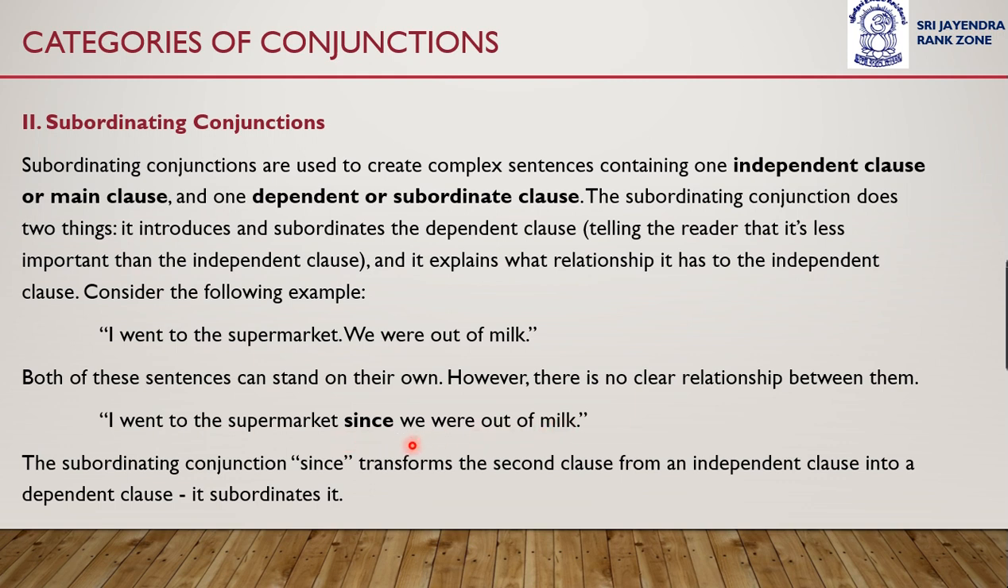The subordinating conjunction "since" transforms the second clause from an independent clause into a dependent clause. It subordinates it. How? It says that we went to the supermarket only because we were out of milk. So "since" has made the second clause dependent on the first clause, and there is a clear relationship between these sentences, and we are able to convey the meaning more correctly and in a shorter way.